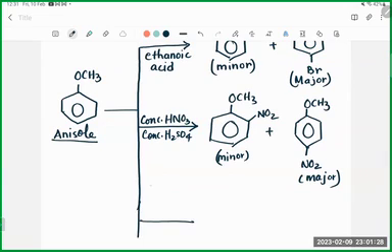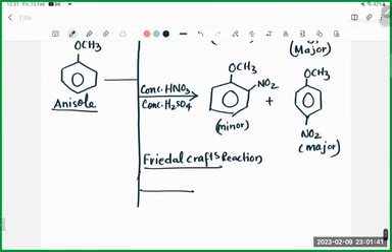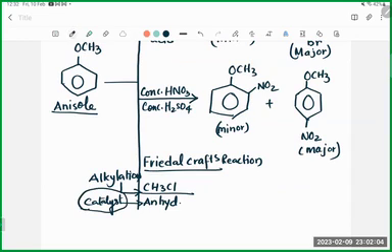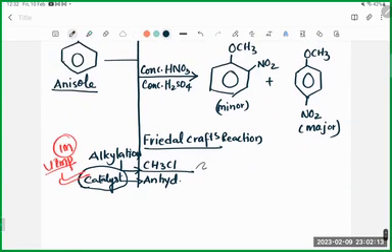Now next, naming we are done. Friedel-Crafts reaction I'm going to talk about now. So it depends on whether we have alkylation or acylation. Let's see alkylation first. For alkylation we will take the alkyl halide as the compound, CH3Cl, and the catalyst used over here is anhydrous AlCl3. This is the catalyst. Very important for 1 mark questions, specifically MCQs. Okay, so we'll do this reaction.